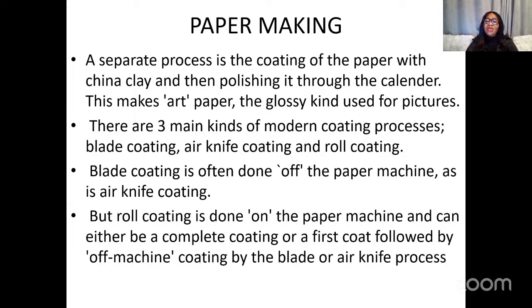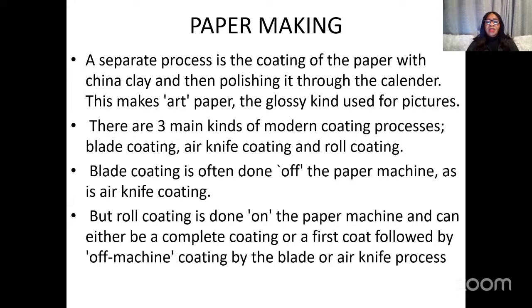There are three main kinds of modern coating processes. One is blade coating, another one is air knife coating, and another one is roll coating. The blade coating and the air knife coating, you do off the paper machine. That's your finish producing, and then you remove it and go and do coating separately. But the roll coating is done on the paper machine.